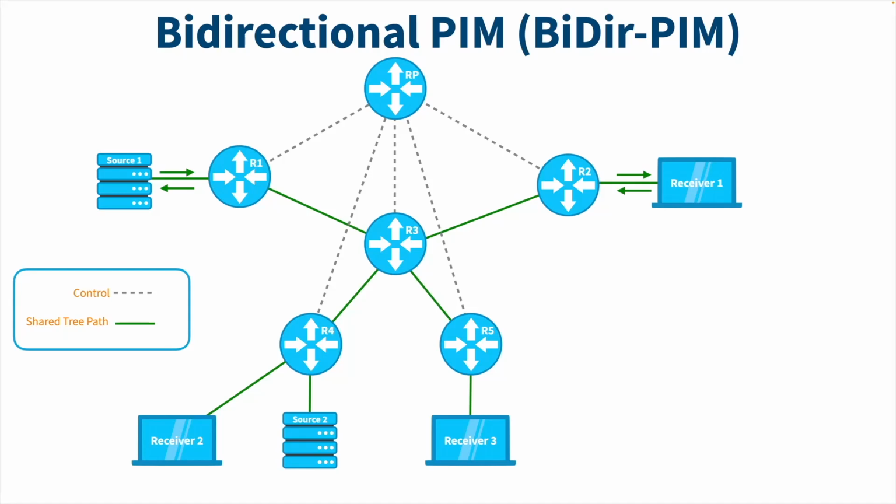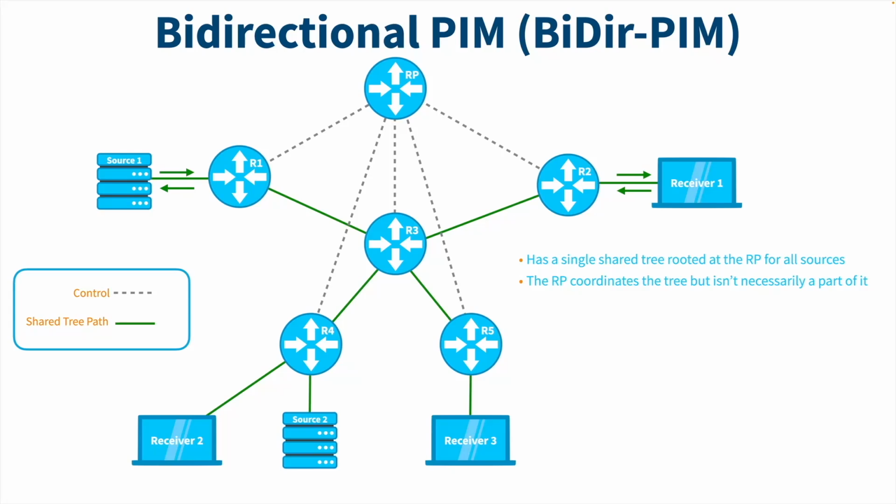What we might consider instead is bidirectional PIM. And with bidirectional PIM, we're going to have a single shared tree, as opposed to every single source having its own distribution tree. And we're still going to have an RP, a rendezvous point, and that RP, its responsibility is to construct this shared distribution tree. But here's what's not obvious. Even though the RP is constructing the distribution tree, it's not necessarily part of the tree.